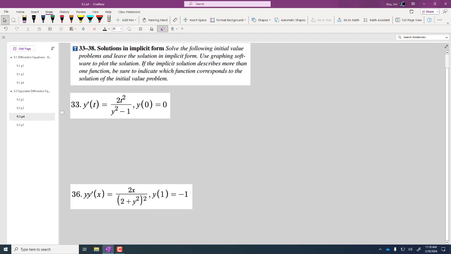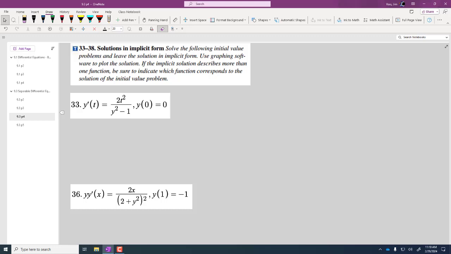Now, of course, we've been talking about all this explicit form stuff, and obviously there are going to be times where you cannot find an explicit solution. So we leave them in implicit form. So here is one. It says solve the following initial value problem. Leave it in implicit form. Use graphing software to plot the solution. If the implicit solution describes more than one function, be sure to indicate which function corresponds to the solution of the initial value problem.